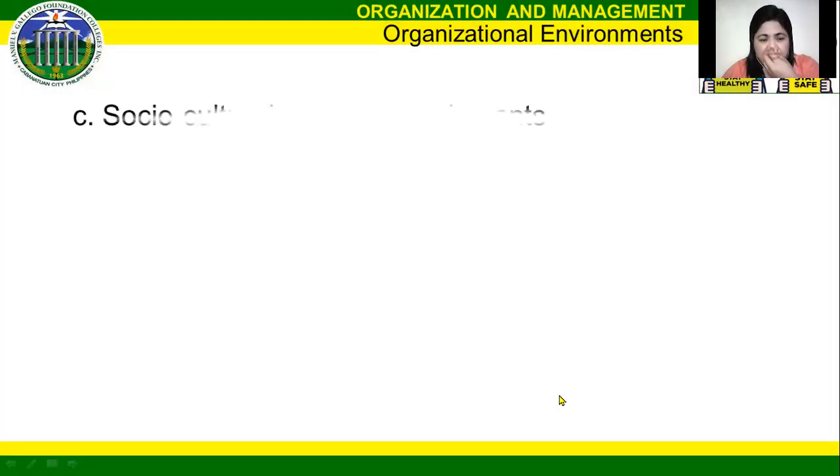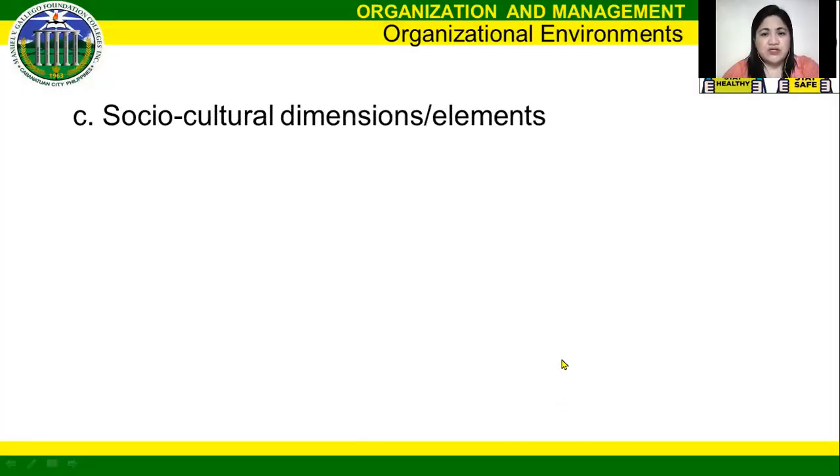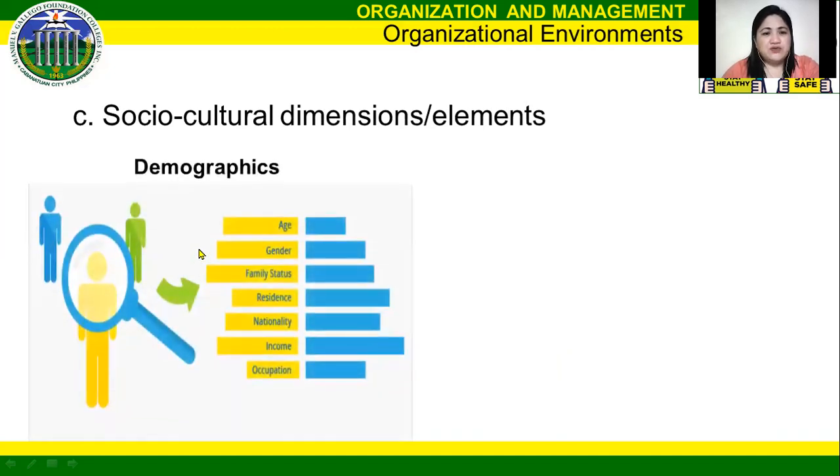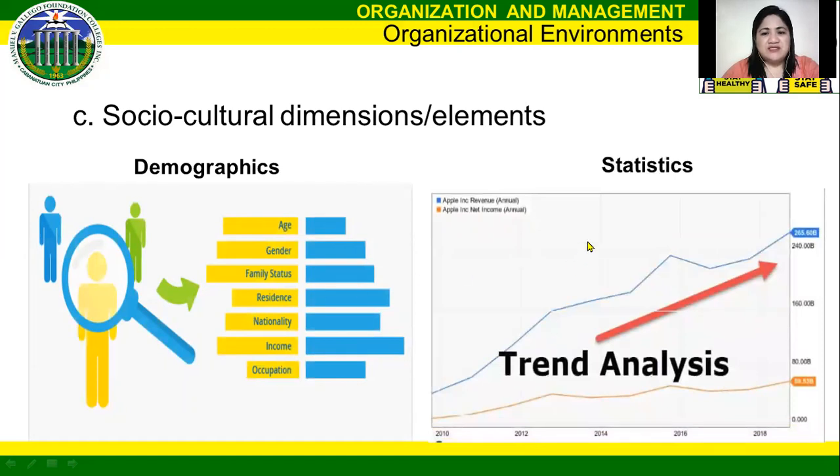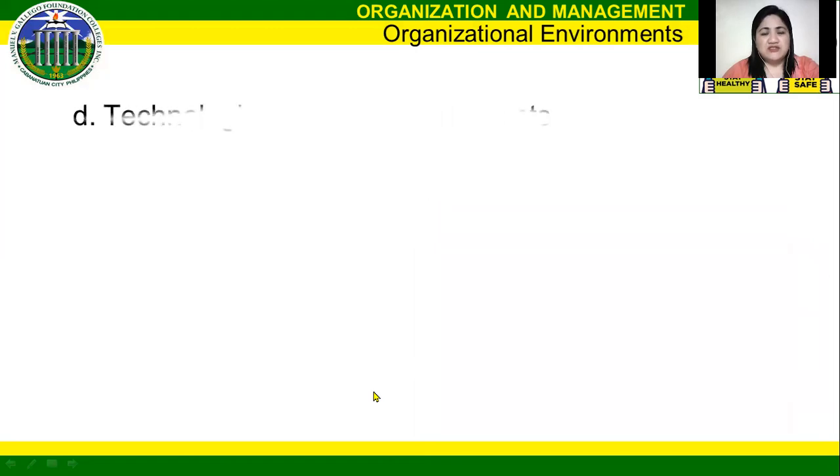The other factor is the social-cultural dimension or elements, which has something to do with the demographics. Sabihin yan yung mga characteristics o yung mga klase ng consumers na tinatarget natin. This could also be affected by the statistics, particularly the trend analysis. What does the trend say about your business? Yung bang product or service that you offer is still relevant. So yun po yung tinatawag natin socio-cultural dimensions.